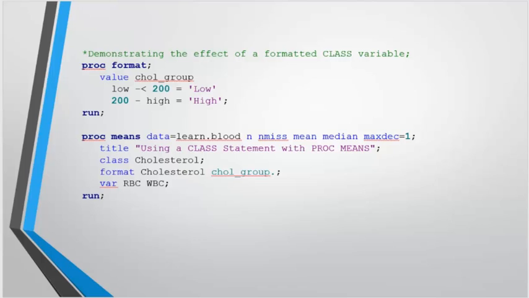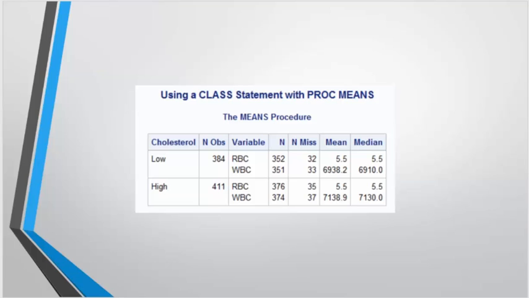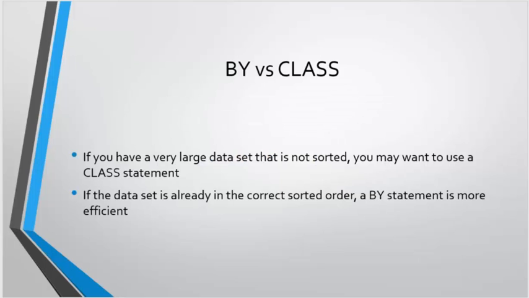Here you can see I've created a PROC FORMAT for the cholesterol, and when I run my PROC MEANS, I specify that I want cholesterol formatted with the format I created above. Cholesterol is my class variable. Because I'm using CLASS instead of BY, I don't need to sort by cholesterol before running the procedure. And now you can see instead of separating by gender, we're separating by cholesterol levels. So for low and high, we have the summary statistics for red blood cells and white blood cells.